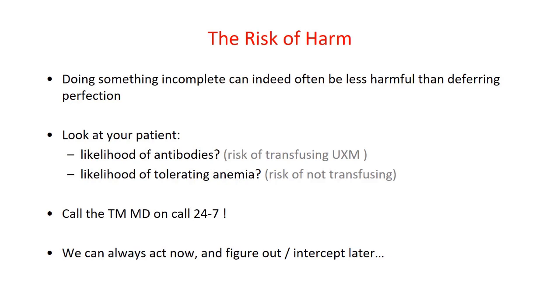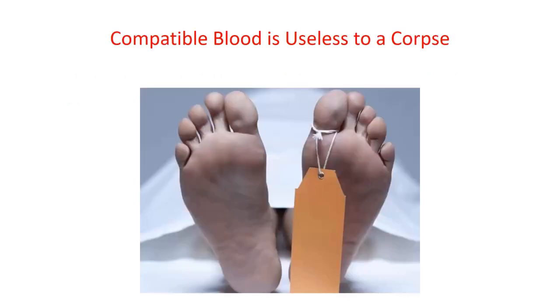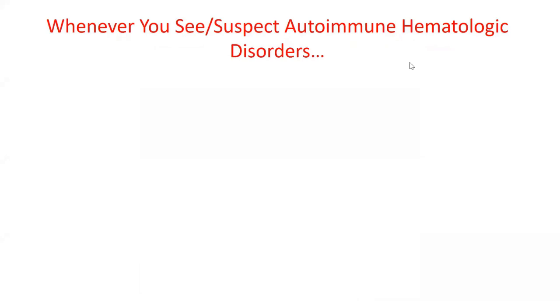We can always act now and figure out or intercept later. So if the unit is half transfused by the time we recognize that it's not the best possible unit out of better ones that are in the blood bank for trade out, we can always flip, but you can't do that if the patient is in a protracted position of deprivation. Indeed, compatible blood is useless to a corpse.